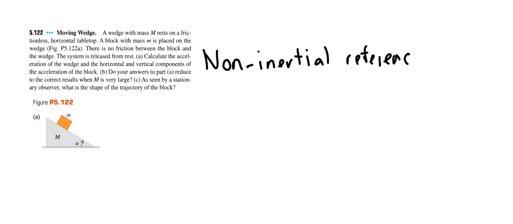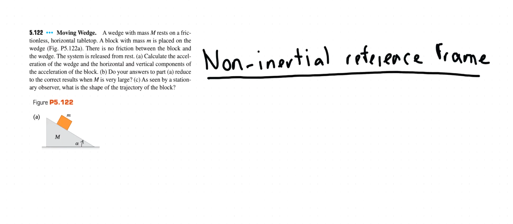Sorry, that should be an A, not an E. So we're going to use this technique to solve this problem. And what a non-inertial reference frame is, as opposed to an inertial one, is one which accelerates compared to an inertial reference frame.